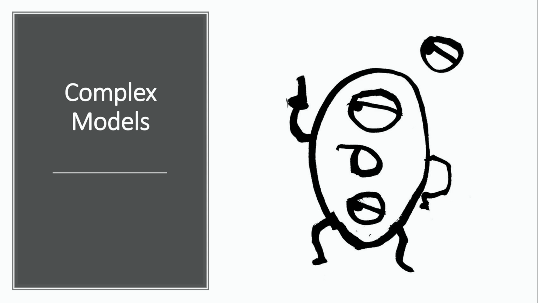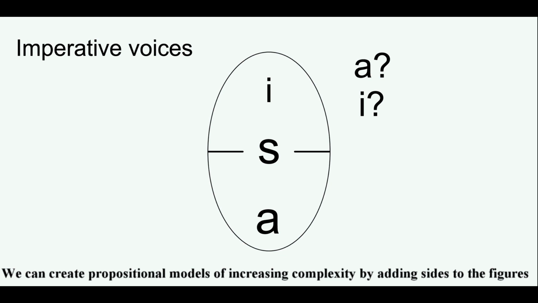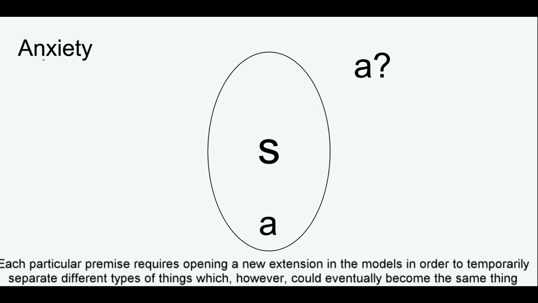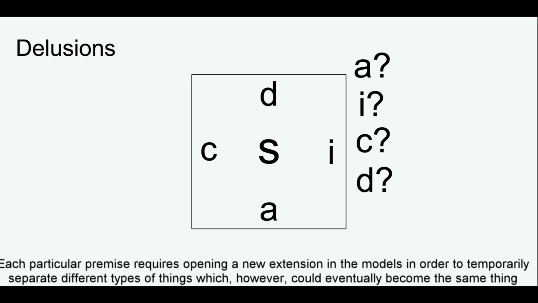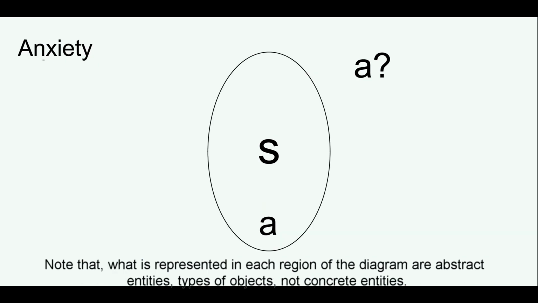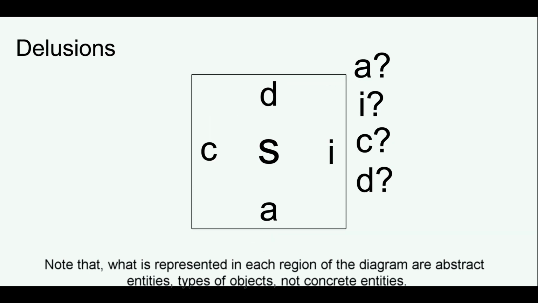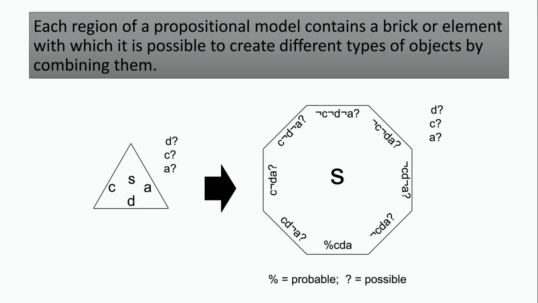Complex models. The figure shows models of increasing complexity about schizophrenia. Each particular premise requires opening a new extension in the models in order to temporarily separate different types of things which, however, could eventually become the same thing. Note that what is represented in each region of the diagram are abstract entities, types of objects, but not concrete entities. The main idea is that each region of a propositional model contains a brick or element with which it is possible to create different types of objects by combining them.